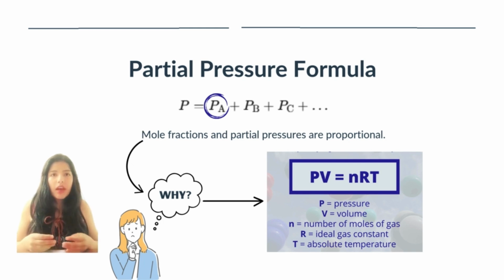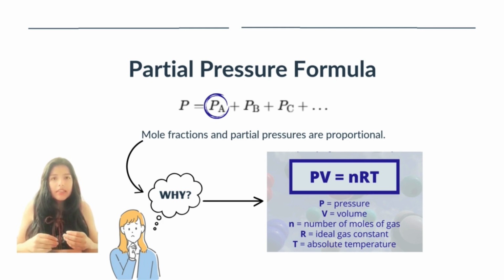This equation shows how the total pressure of a gas mixture is the sum of the individual partial pressures. But what are the partial pressures? It is the pressure that a particular gas would exert if it were alone in the total volume occupied by the mixture. Partial pressures and mole fractions are proportional. Why? Because both depend on the number of moles of a component in a gas mixture related to the total. This is explained by the ideal gas law shown below.